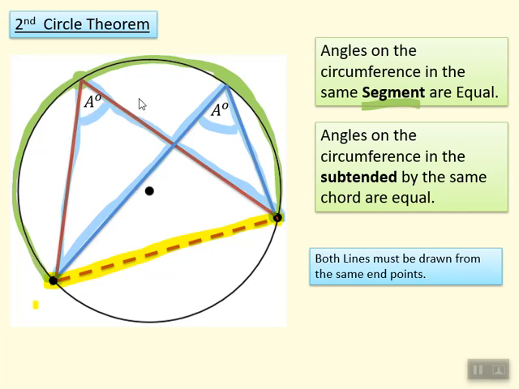Later on you'll prove this with a tiny bit of algebra as to why that is, but you can easily prove it to yourself. Those two angles will always be the same, as long as those two points on the circumference are in that same segment.